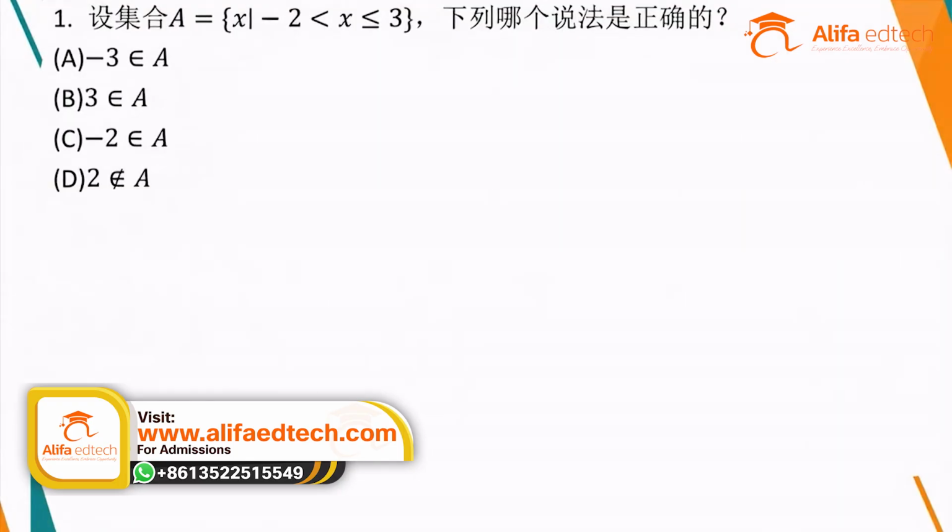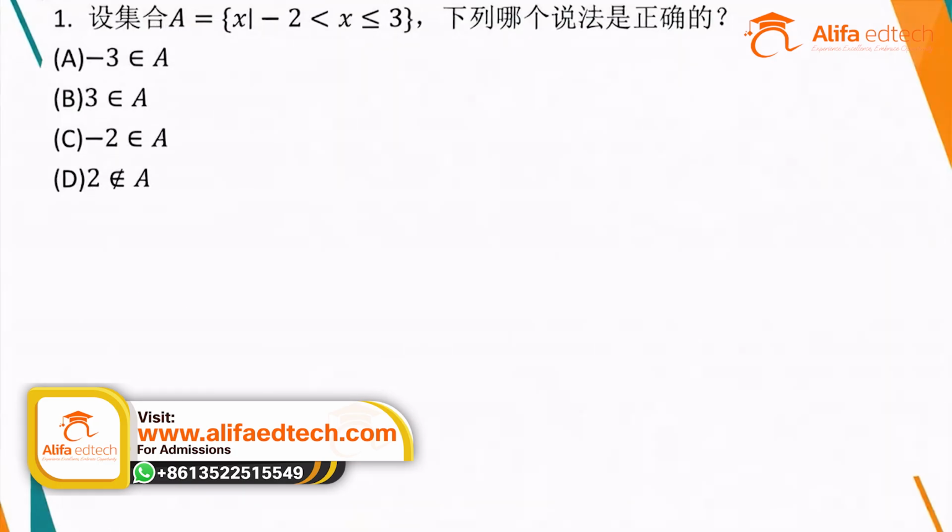Option C claims that -2 is an element of set A. Reviewing the definition, the condition is that -2 is strictly less than x, which excludes the case of equality. Consequently, -2 is not included in the set. Therefore, option C is incorrect.